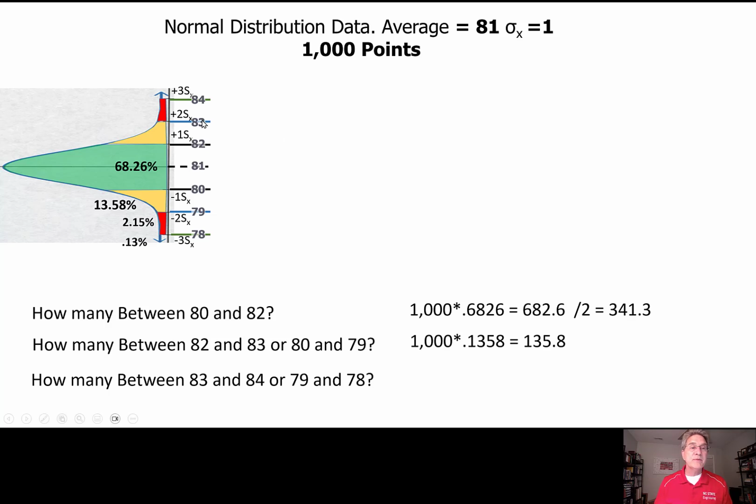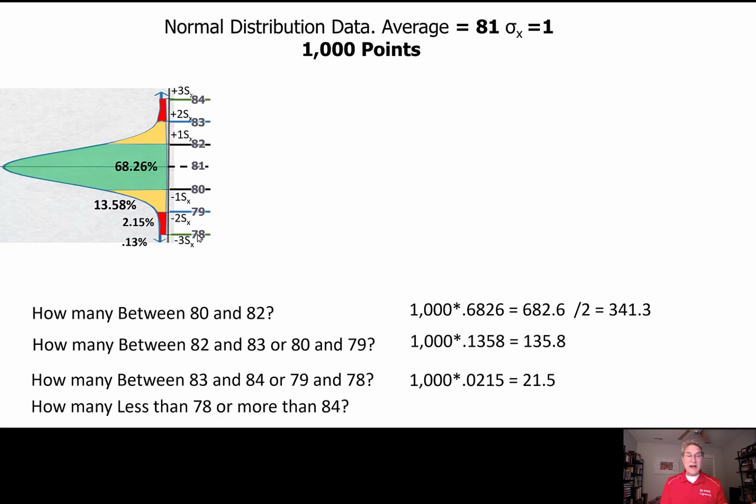Okay, how many are going to be between 83 and 84? I think you get the picture. We're going to have 21. How many are going to be greater or less? 1.3. Okay? But again, do you see how these percentages, and understanding the average and the standard deviation, start to give you a picture? If you know it's normal, and you know the average and standard deviation, you have an idea of what it looks like. You could sketch it out.